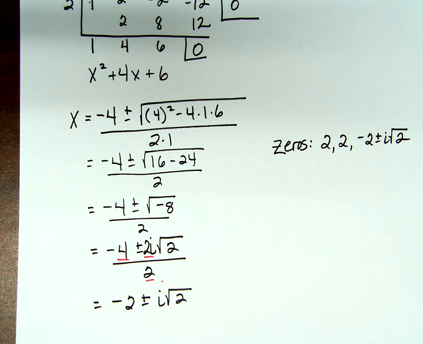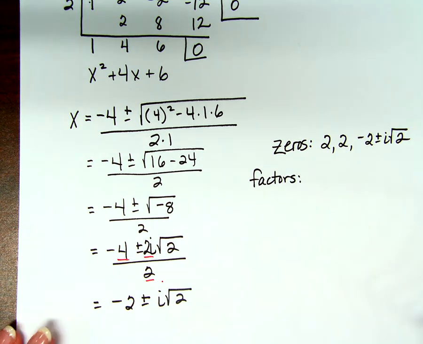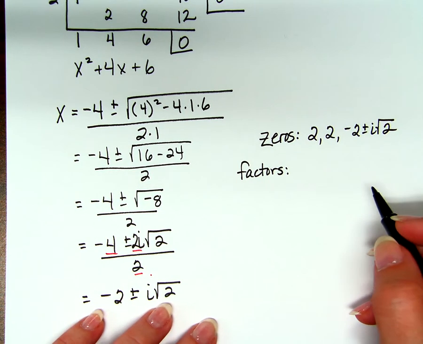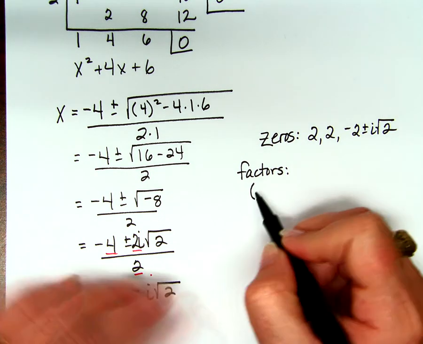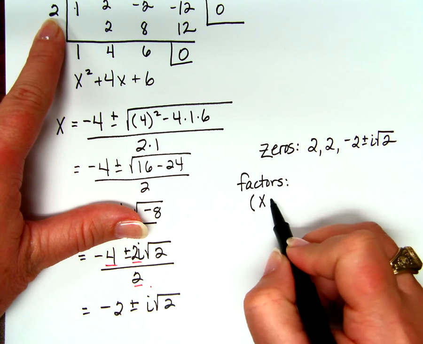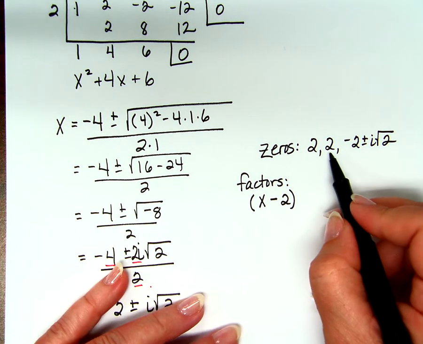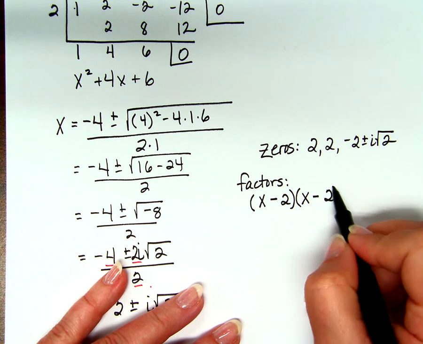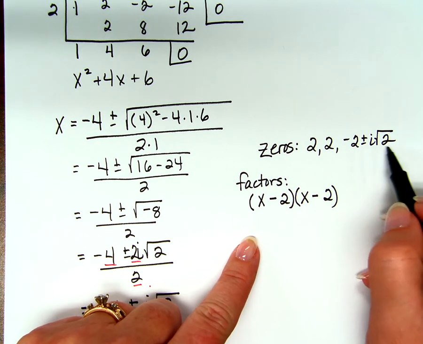Guys, what if I asked you to write them as factors? Do you remember how to do that? Yes or no? Okay, can I remind you? If this is the 0, this is the number that goes on the outside of the synthetic division. What does the factor look like? X minus 2. So if this is the second 0, what does the second factor look like? X minus 2. Okay? Here's the third and fourth 0.